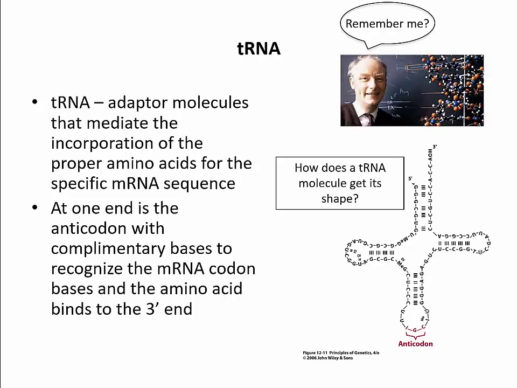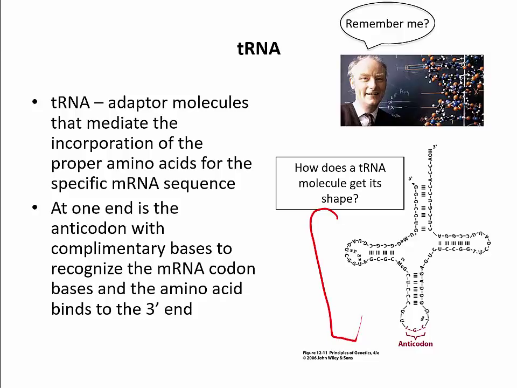tRNA is transcribed just like messenger RNA, right? There is a promoter, and an RNA polymerase comes in and makes a single-stranded tRNA molecule. A couple of differences with tRNA: one, tRNA is not translated into anything. It is a non-coding RNA. It is functional by itself. tRNA also folds into a particular shape based on the complementary base pairing of that tRNA, and so it looks a bit like a cloverleaf here.